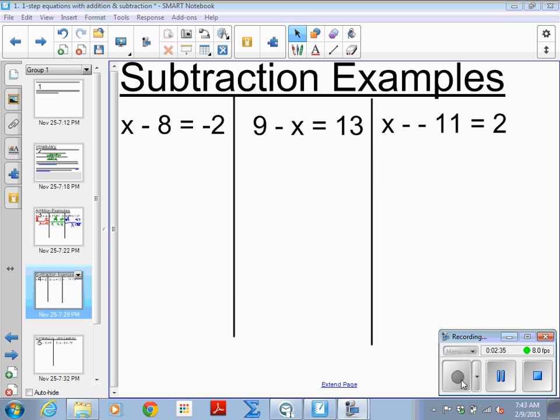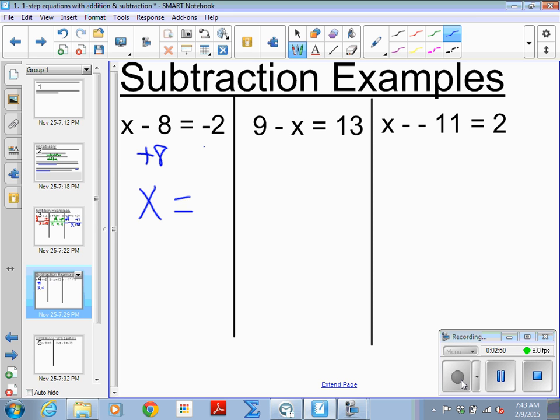Subtraction examples. So, in this case, the opposite of subtraction is addition. So we'll be doing that. So the first one, we have x minus 8 equals negative 2. We want x to equal something when we're done. So we get x by itself. Get rid of minus 8 by adding 8 to both sides. Negative 2 plus 8 equals 6. Remember, if you want to pause this and try on your own, I highly encourage it.